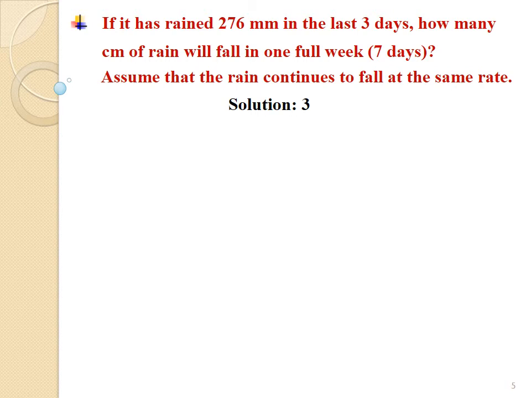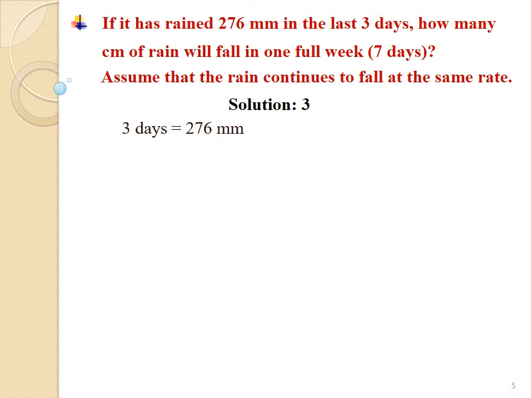So, in order to find out how many centimeters of rain rained in 7 days, first of all, we have to find out how much rain rained in 1 day. Then we have to find out for 7 days. So now let us solve sum number 3. Measure of rain in 3 days equals to 276 millimeters.